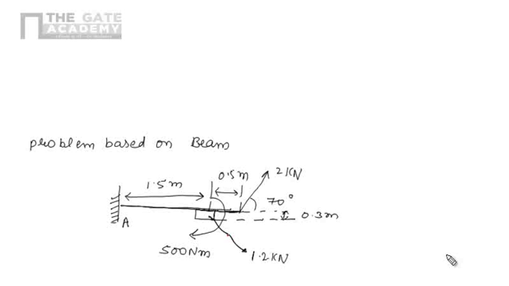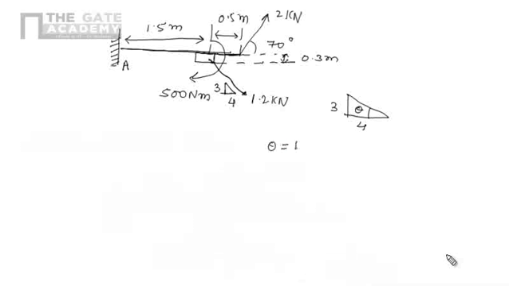Now for this inclination, they are not directly giving the value, they are giving it in terms of a triangle. This is 3 by 4. So the triangle is like that, 3 by 4, and suppose this angle is theta. We can easily find theta equals tan inverse of 3 by 4, so it will come around 36.87 degrees.